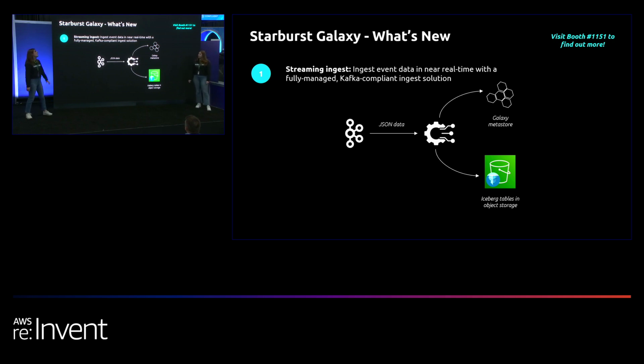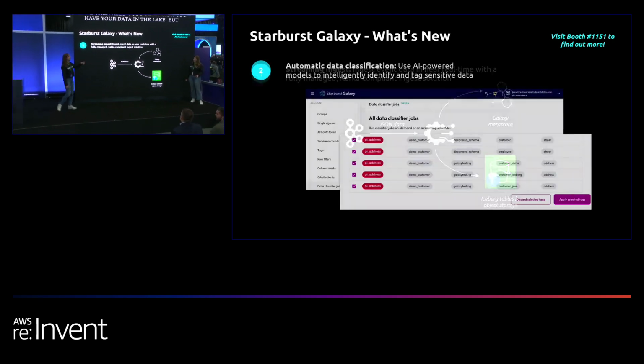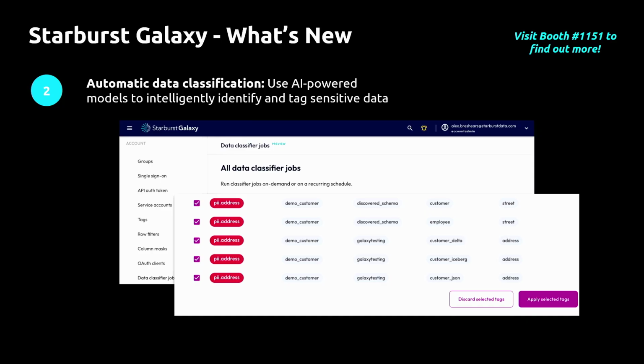Our biggest announcement that we just released this morning is streaming ingest. This is how you can build your data lake in real time and land that data in Iceberg tables and start querying it within a minute. So that's really exciting. It's fully managed. Now you have your data in the lake, but let's make sure that you are only giving that data to the right people. So we have automatic data classification, so you can use AI-powered models to intelligently identify and tag your sensitive data, so you're not at risk of human error or waiting on humans to sift through all of that data if you're using your attribute-based access control policies.